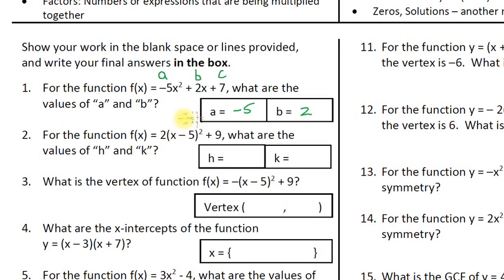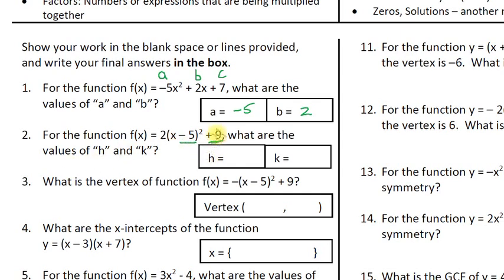Question number 2: for the function f of x equals 2 times x minus 5 squared plus 9, what are the values of h and k? Now on this particular quadratic we are in vertex form. We have a binomial squared, so it's vertex form. That means the h value is inside the parentheses, the k value is outside.